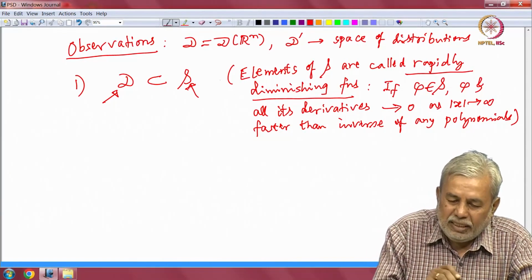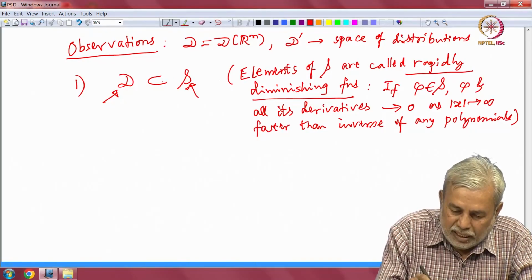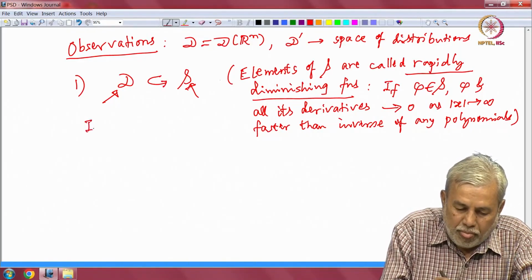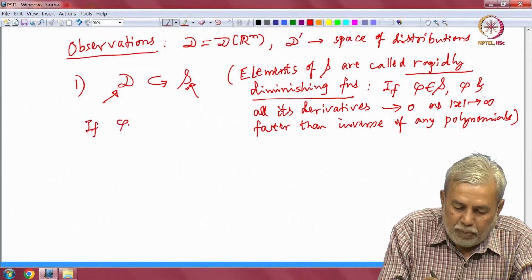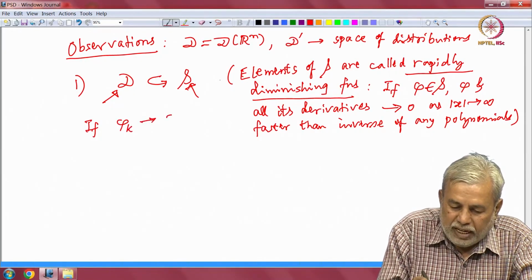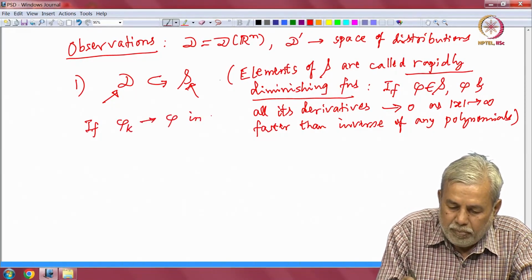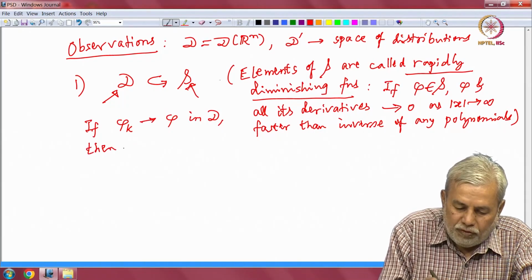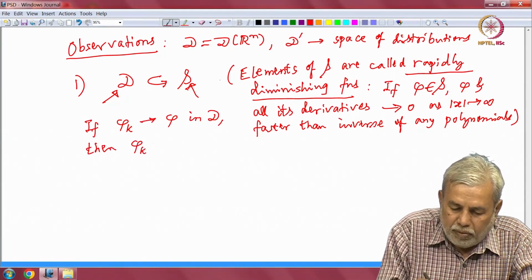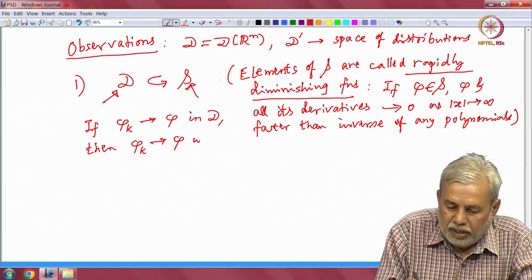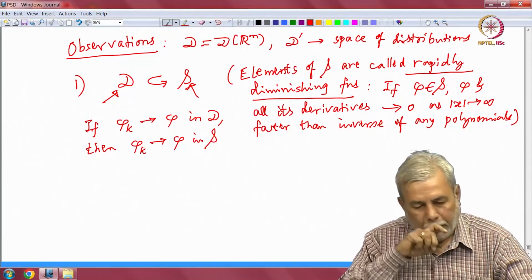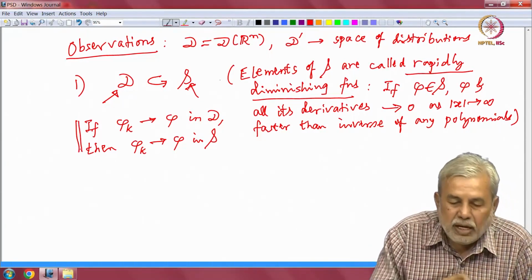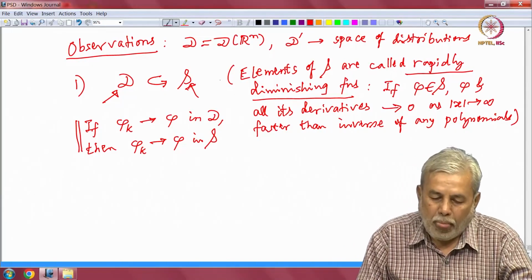Nevertheless, this inclusion is also continuous, meaning that if phi_k converges to phi in D, then phi_k also converges to phi in S. So this inclusion is continuous. Again, this is very easy to verify by using the definitions.